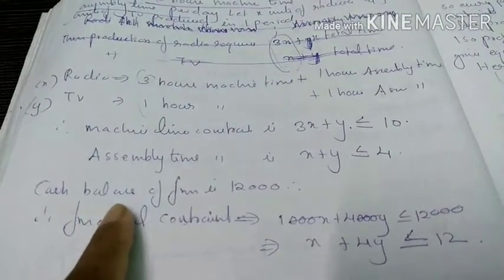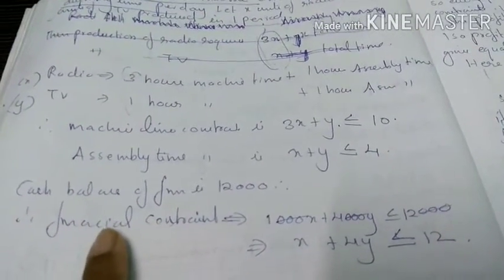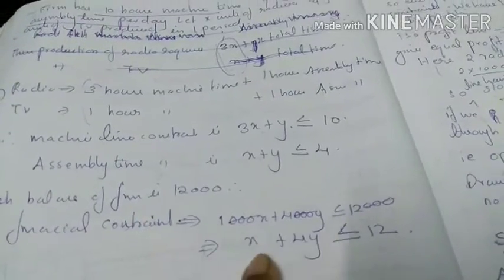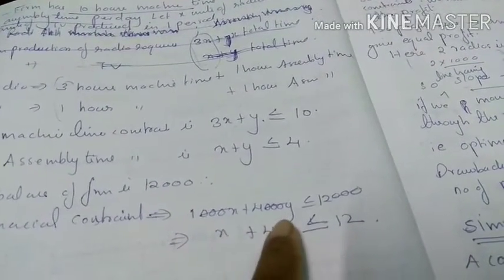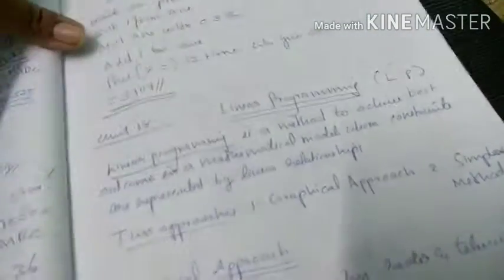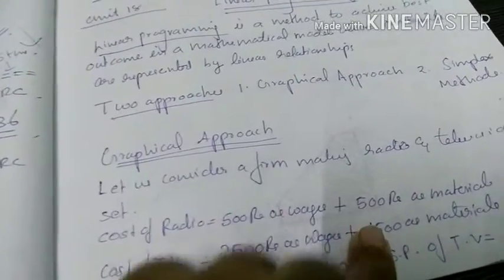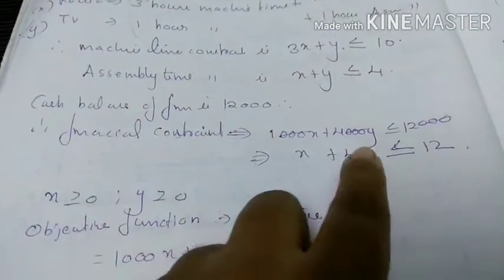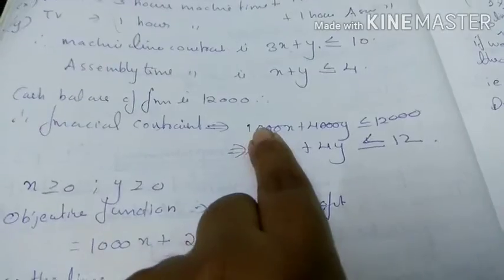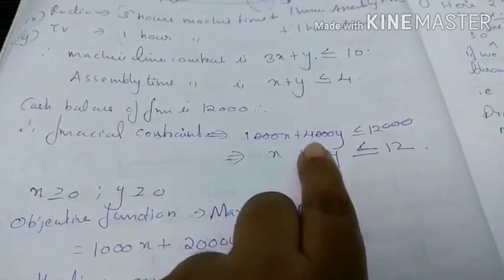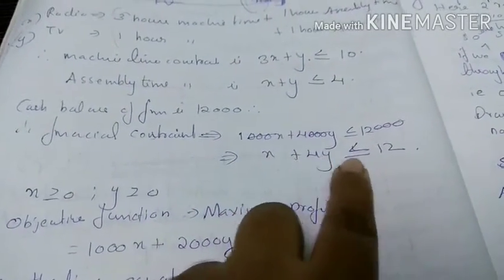Cash balance of the firm is 12,000 rupees. So the financial constraint is 1000x plus 4000y less than or equal to 12,000. We get 1000 and 4000 from the cost of radio and cost of TV: cost of radio is 1000 and cost of TV is 4000. So we get the financial constraint as 1000x plus 4000y less than or equal to 12,000. So we divide the equation by 1000. We get x plus 4y less than or equal to 12.